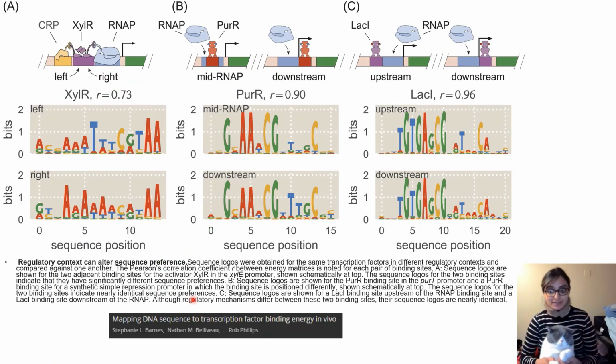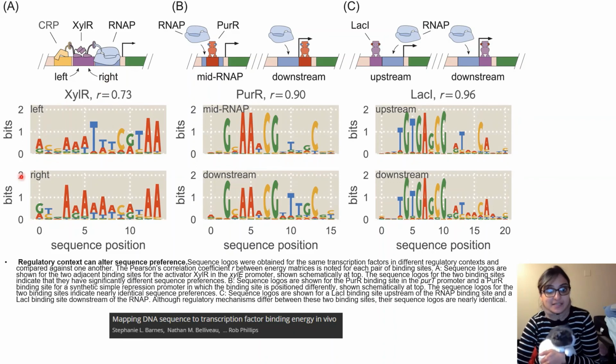This one is also showing how we can map DNA sequence to transcription factor binding site binding energy in vivo here. So regulatory context can alter sequence preference. They also look at the sequence logos for two binding sites, which indicate nearly identical sequence preferences. So we can see this XYLR here, what it's binding to on the DNA, RNAP on the left and on the right.